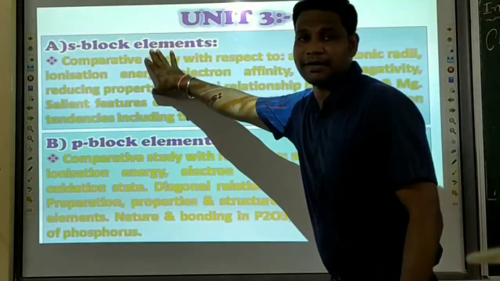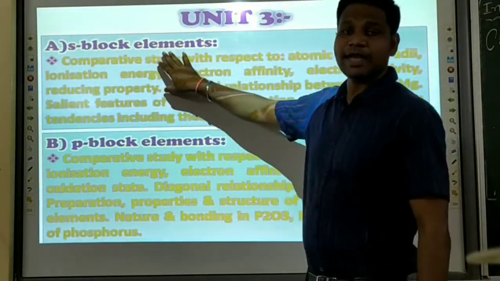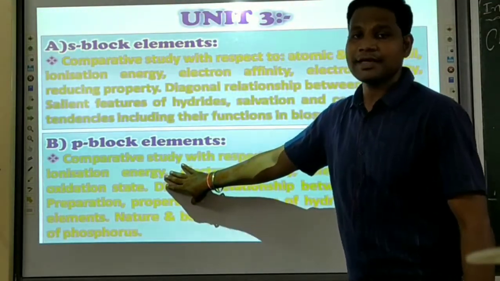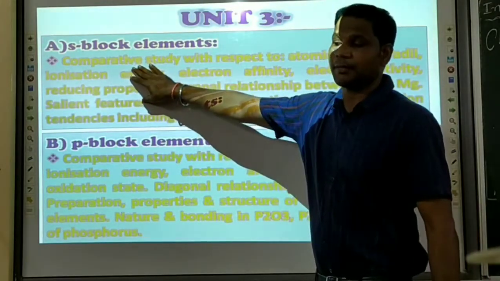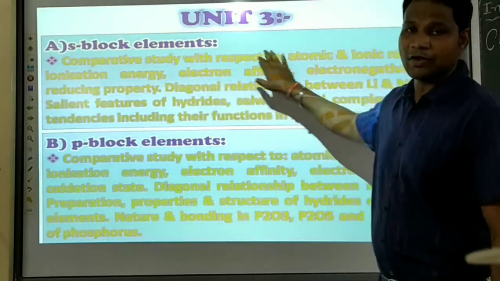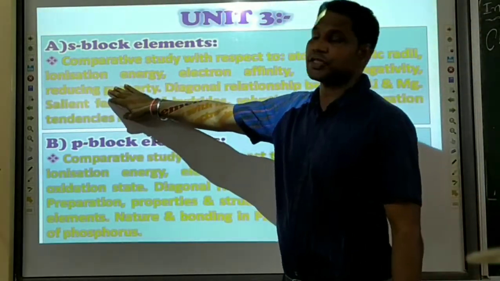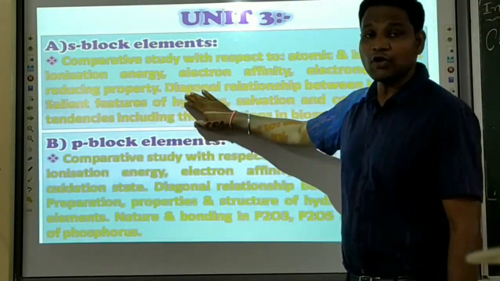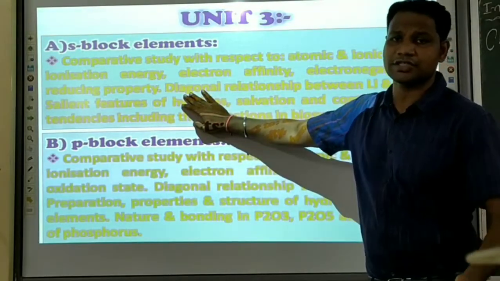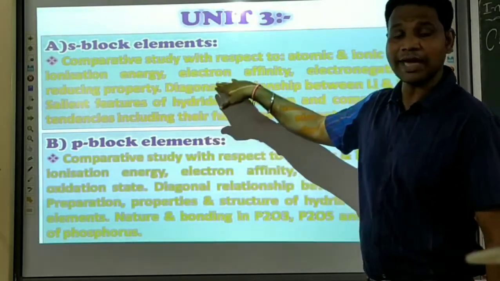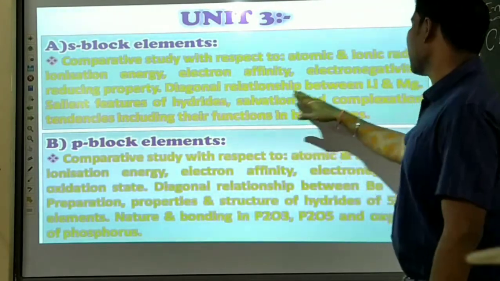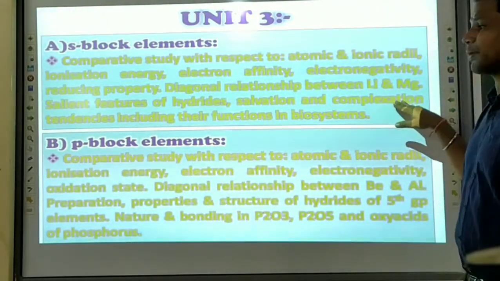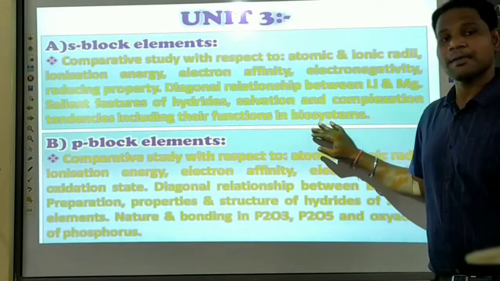Now what are s block elements and p block elements? In s block elements the last electron enters the s subshell. Likewise, in p block elements the last electron enters the p subshell. So in this unit we have to discuss a comparative study with respect to atomic and ionic radii, ionization potential, electron affinity, electronegativity, reducing properties, etc. Then the diagonal relationship. What is the diagonal relationship? That we will discuss later. The diagonal relationship between lithium and magnesium. Then salient features of hydrides, solvation and complexation tendency, including their functions in biosystems.